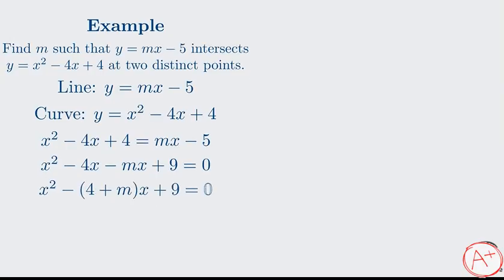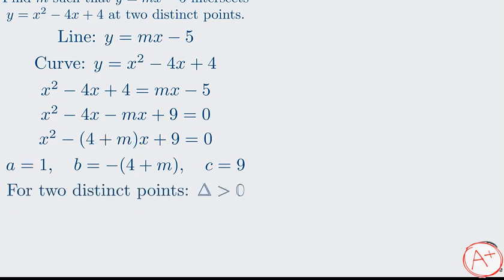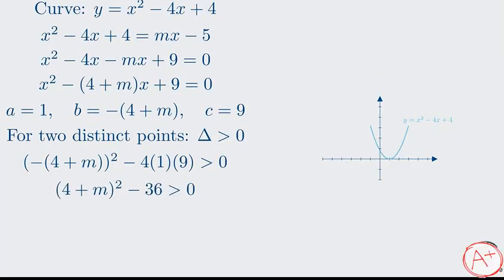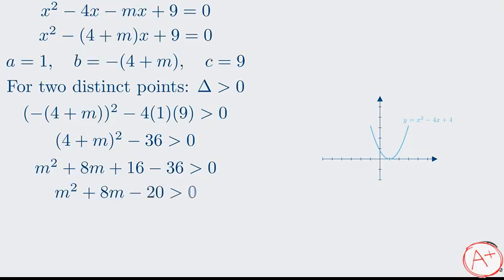Group the x terms to clearly see the coefficient b. Here, our coefficients are a equals 1, b equals negative open bracket 4 plus m close bracket, and c equals 9. The phrase 2 distinct points means our discriminant must be strictly greater than 0. Visualizing this, we have our curve. Substitute the coefficients into the formula, which simplifies to (4 plus m) squared minus 36 is greater than 0. Expand the brackets. m squared plus 8m plus 16 minus 36 is greater than 0. This gives us m squared plus 8m minus 20 is greater than 0.